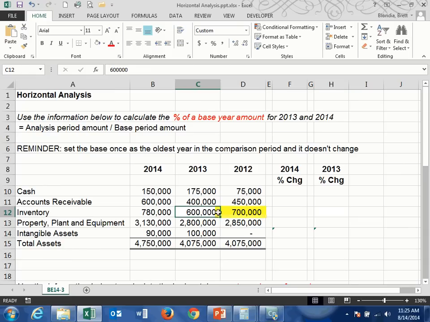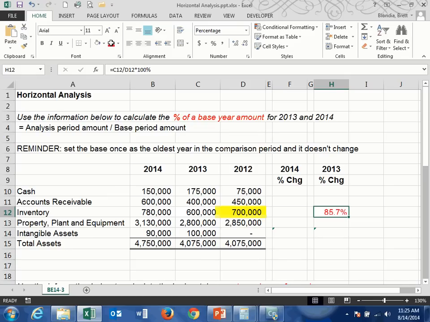When you take 600K and you divide it by 700,000, you end up with a percentage change of 85.7%. Okay, so to me that kind of makes sense. No red flags have gone up. I expected it to be less than 100%, and it was.